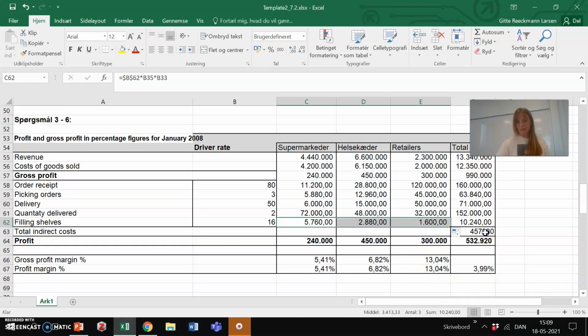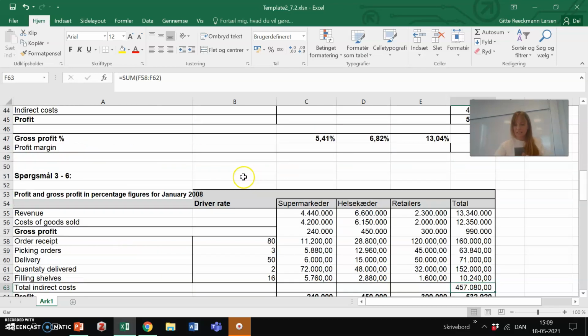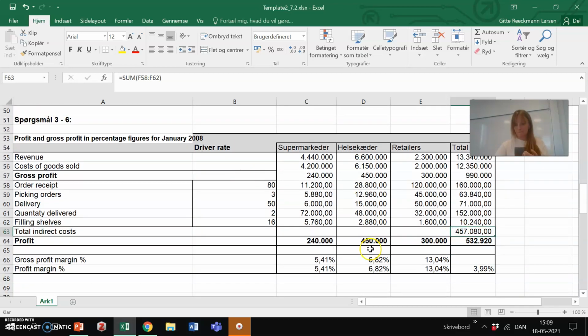Now, ladies and gentlemen, what you want to check is that this number here is identical to our total indirect cost. Yeah, I call it a pot. I'm not sure it's the right word to use in English, but I hope you understand it. All right, and yes, it is. So we have done the right calculations. So calculations for the gross profit is the same as it was in the previous task. So now we have added all of our indirect costs, but we have allocated them between our 3 cost objects.